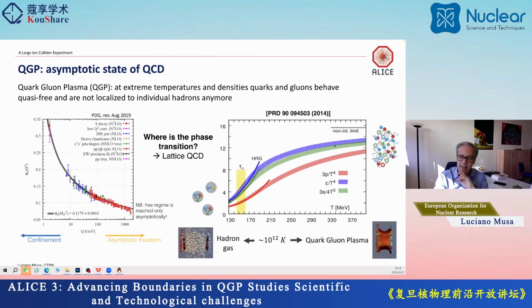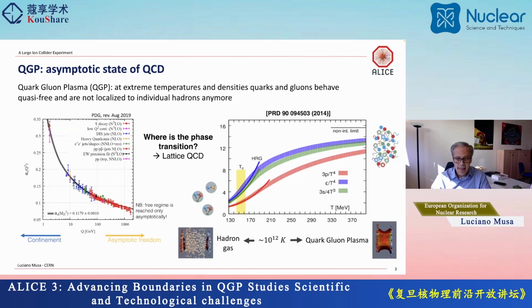Now, let me just remark as a last comment on this plot that even at temperatures of 400 degrees, which are essentially the highest temperatures we achieve in nuclear collisions in the laboratory, the energy density is still 20% lower than the non-interacting ideal gas limit, which should be reached at a very large temperature due to asymptotic freedom.